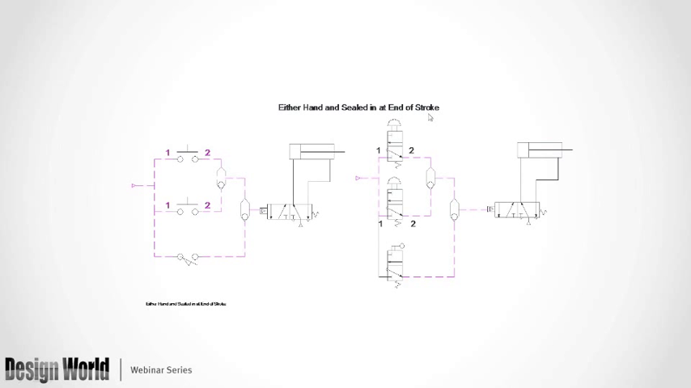So this is sealed at the end of the stroke. That means the operator can walk away. We could tie in a two-hand safety circuit to this and put this sealed function in there and have it, once something is clamped together, the operator can go off and do something else. And again, not have to deal with short circuits or anything like that.